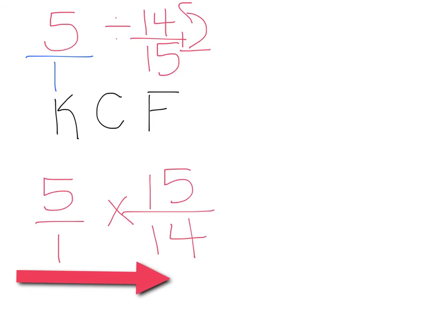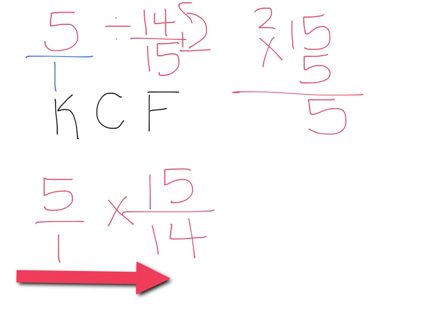Remember, you multiply across, so I would multiply 15 times 5, and that 5 times 5 would give me 25. 5 times 1 is 5, plus 2 more is 7. So I'd end up getting 75 over 14.